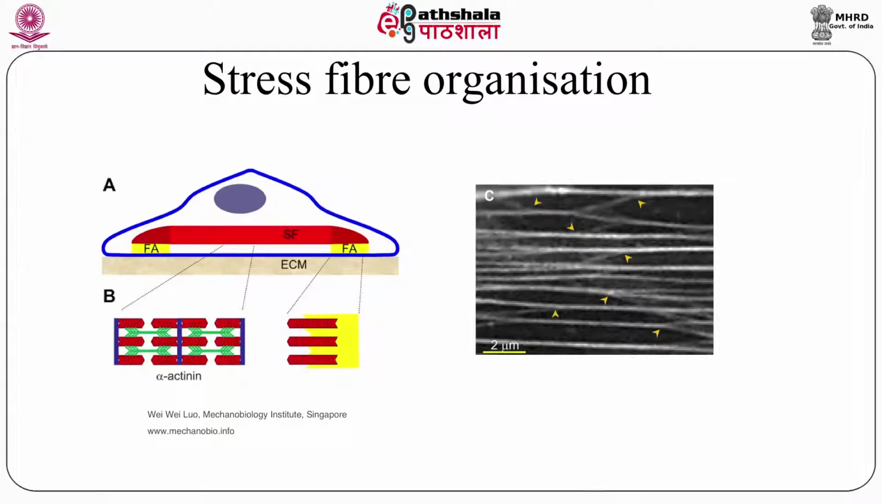In this image, you can see A, which is a schematic diagram of a single stress fiber running between two focal adhesions. The focal adhesions are marked in yellow and the stress fiber is marked in red. The panel B shows a simplified model of stress fiber substructure organization. You can see the actin in red, the myosin 2 in between the actin filaments in green color, and the alpha actinin cross-linking the actin filaments in blue color.